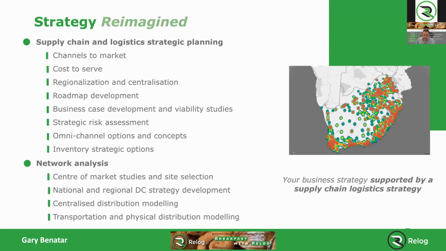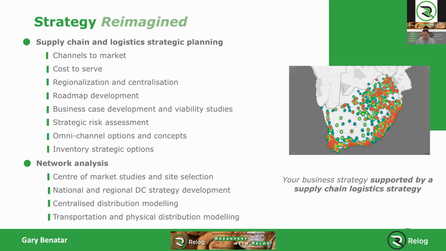From a Relog perspective, we talk about strategy reimagined: supply chain and logistics planning. We look at the centers of market, the cost to serve, regionalization and centralization. What's your roadmap to development? What's the first step? What's the second step? What's the long-term case? We look at business case development and viabilities. What are your strategic risks? Where do your competitors sit? What are your omni-channel options and concepts? Is there any new thinking that you need to be aware of?